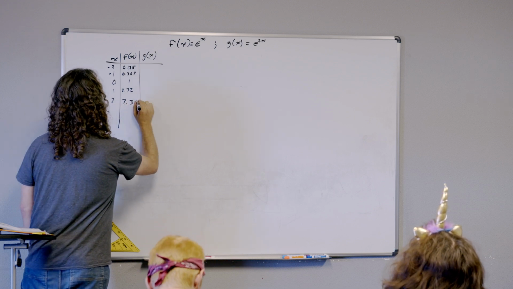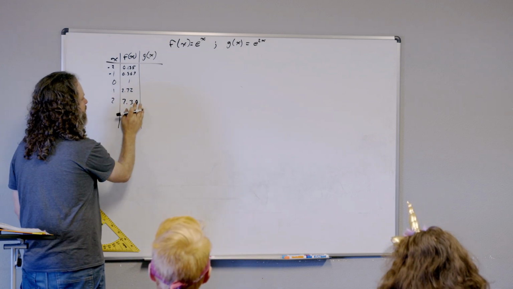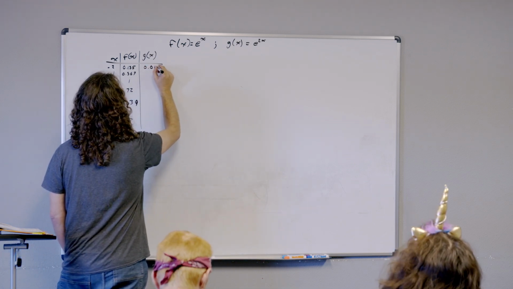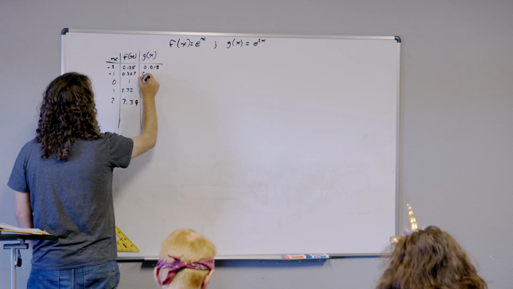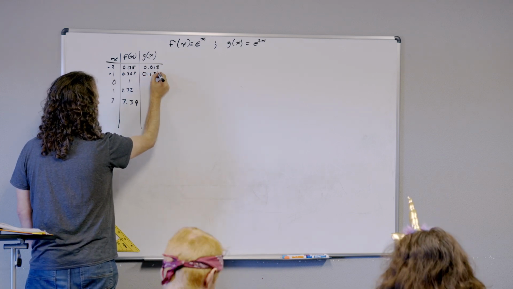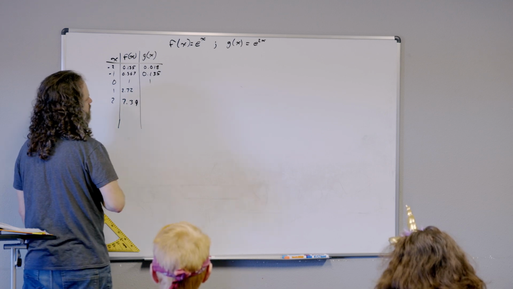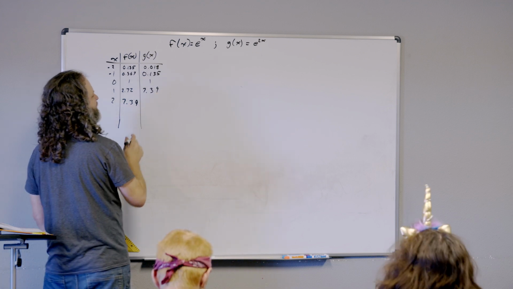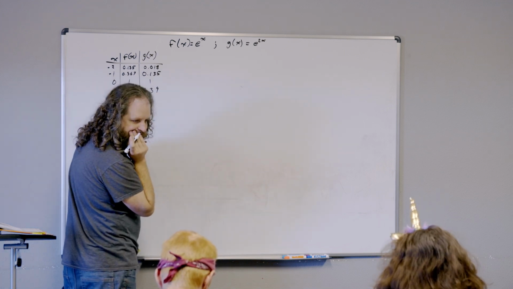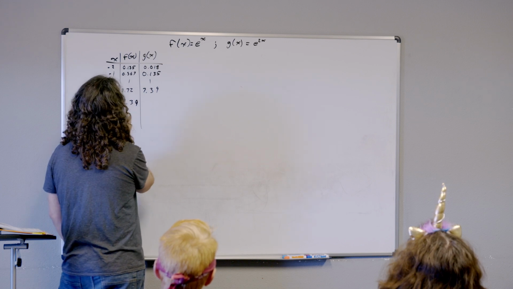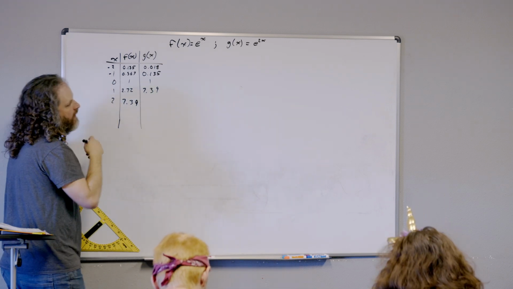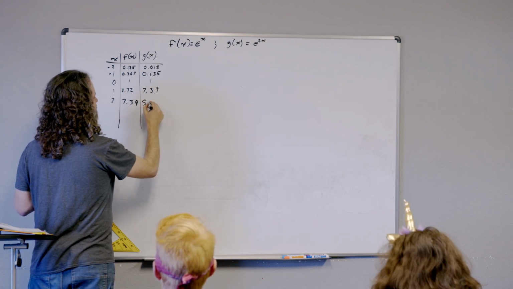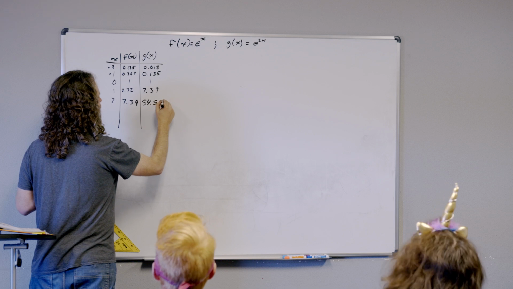Okay, so what about g of x? Let's find those. 0.018. 0.135. 1. 7.39. That's fine. We're not going to have that amount of resolution anyway. We may as well write 7. 54.598.